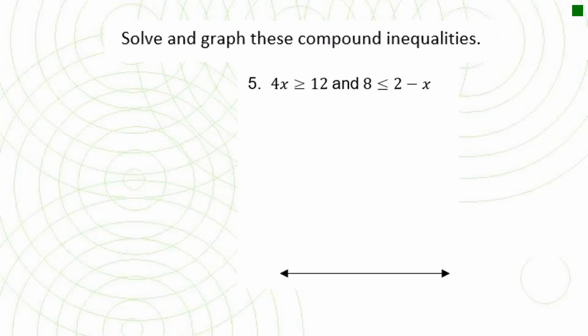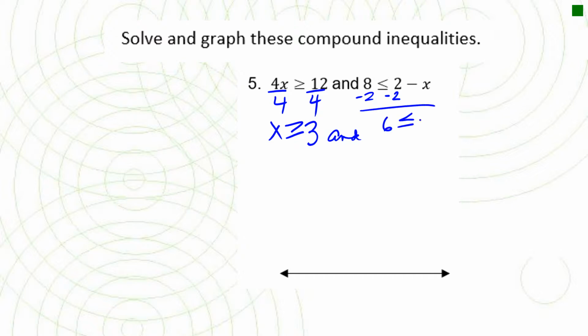Well, now that we know how to graph these, the next step is we're going to have to solve them and then graph them. So no big deal. Let's just go ahead and solve this. I'm going to solve them separately. I'm going to divide both sides by 4, and I get x is greater than or equal to 3. And this one, I'm going to subtract 2. So I get 6 is less than or equal to -x. Then I have to divide by -1. And when I divide, I flip my inequality. So that's what I have.